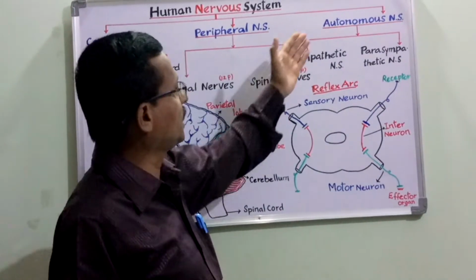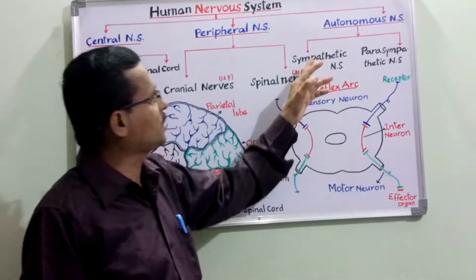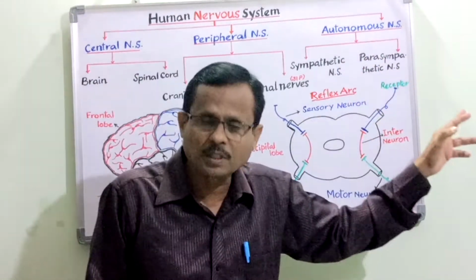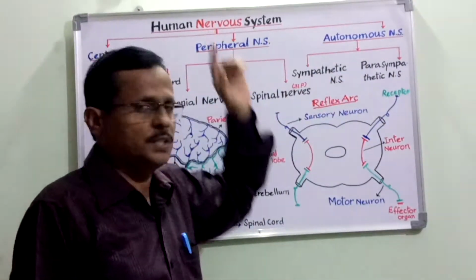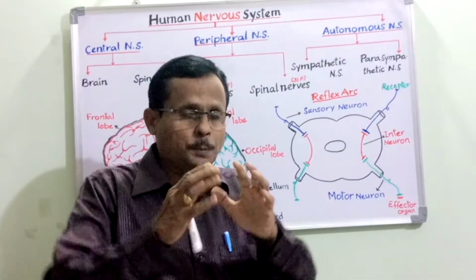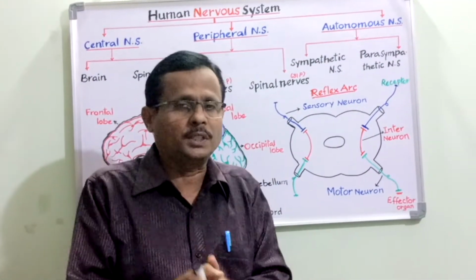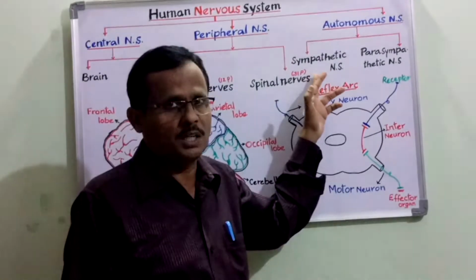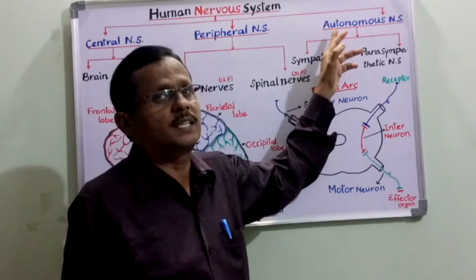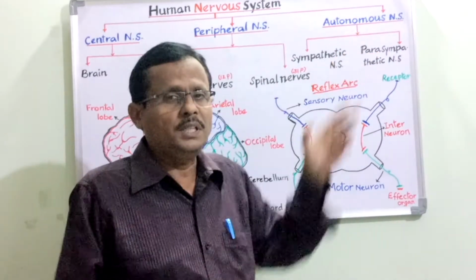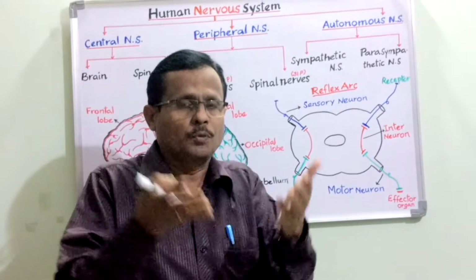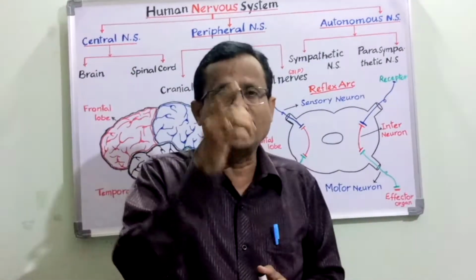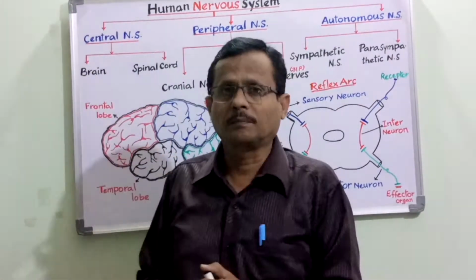Now let us move on to the autonomous nervous system. Autonomous nervous system comprises the sympathetic nervous system and the parasympathetic nervous system. Sympathetic nervous system refers to the speeding up of the action without the activity of the brain. Actually, to say, this is an abnormality. When we say that it is autonomous, here the nervous system is functioning without the intervention of brain. Brain is a core element of the central nervous system.